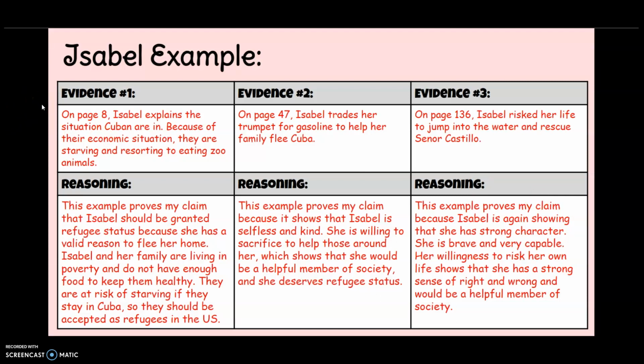I'm going to take a second here to read through these, and then I'll explain a little bit more about them. So evidence number 1, on page 8, Isabel explains the situation Cubans are in. Because of their economic situation, they're starving and resorting to eating zoo animals. So this is my number 1 evidence, right? I'm putting the page number, and I'm just paraphrasing what happened on that page.